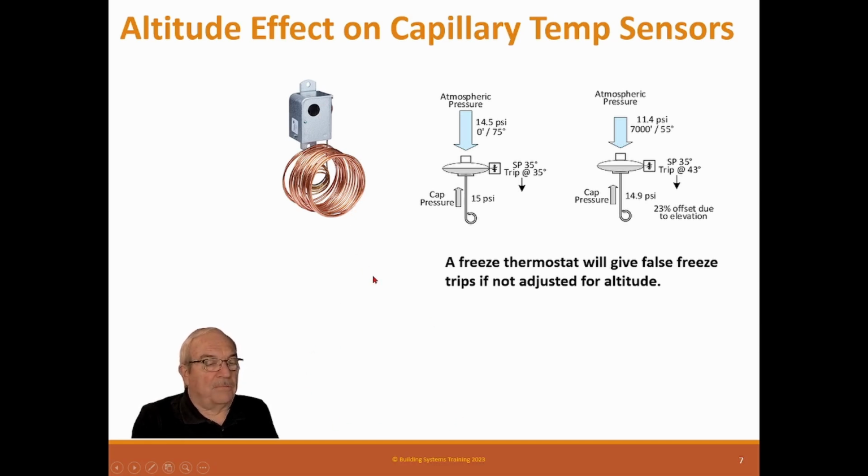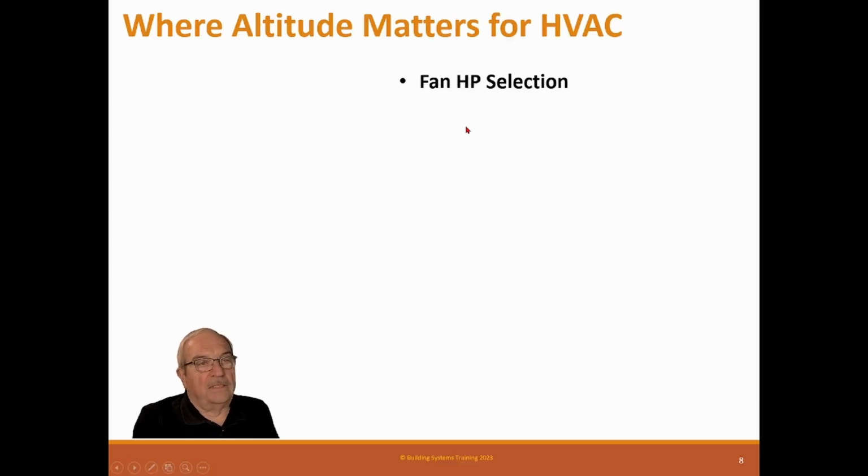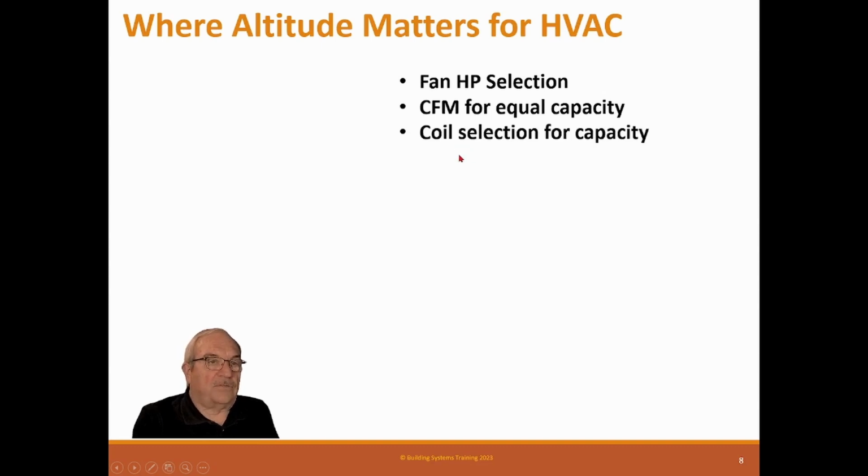The thermistor doesn't matter, right? It can be installed any way. So anyway, check your freeze stats and check your averaging sensors. If they're capillaries in an air handler, they need to be calibrated properly, and this adjustment will need to be set properly. Altitude affects fan horsepower, CFM for equal capacity, coil selection for capacity, and any capillary control device. This is what altitude affects, and those are the things we need to check for altitude.